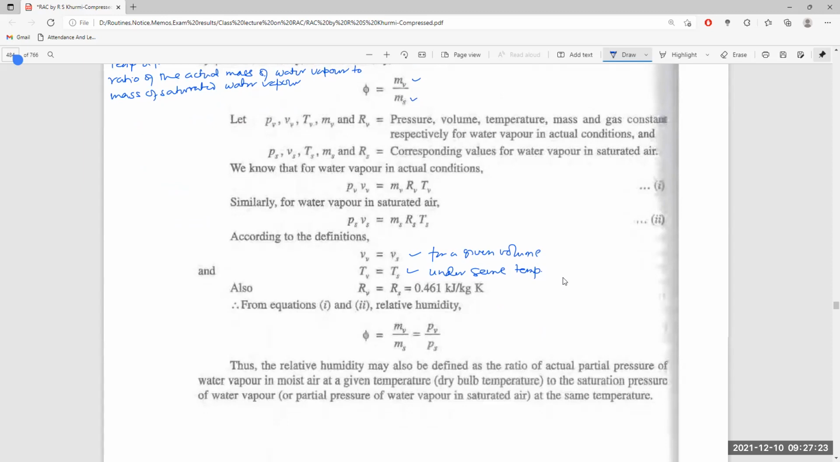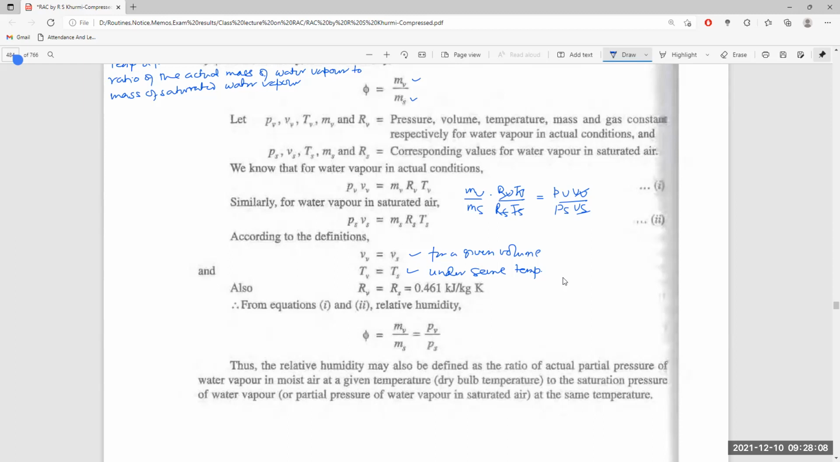If you divide this equation by the saturated one, MV by MS, the common terms cancel each other. MV divided by MS, into RV TV and RS TS, is equal to PV divided by PS. Here volume remains the same, temperature remains the same, and the gas constant also remains the same. So MV by MS is equal to PV by PS. That is the relative humidity.